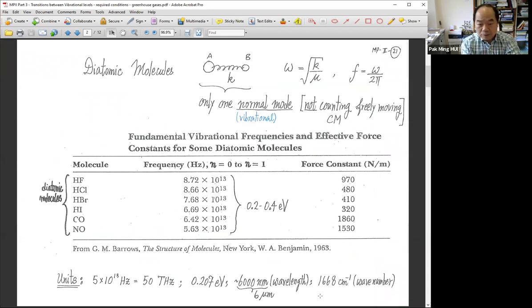So the point is, we want to get the spring constant, okay? Now I give you some data first, so that at the end, you see the ballpark range. When we extract numbers out, it is okay. So here I give you some diatomic molecules, the n equals 0 to n equals 1 frequencies. So this is the h bar omega. And then these are the force constant, the spring constant.